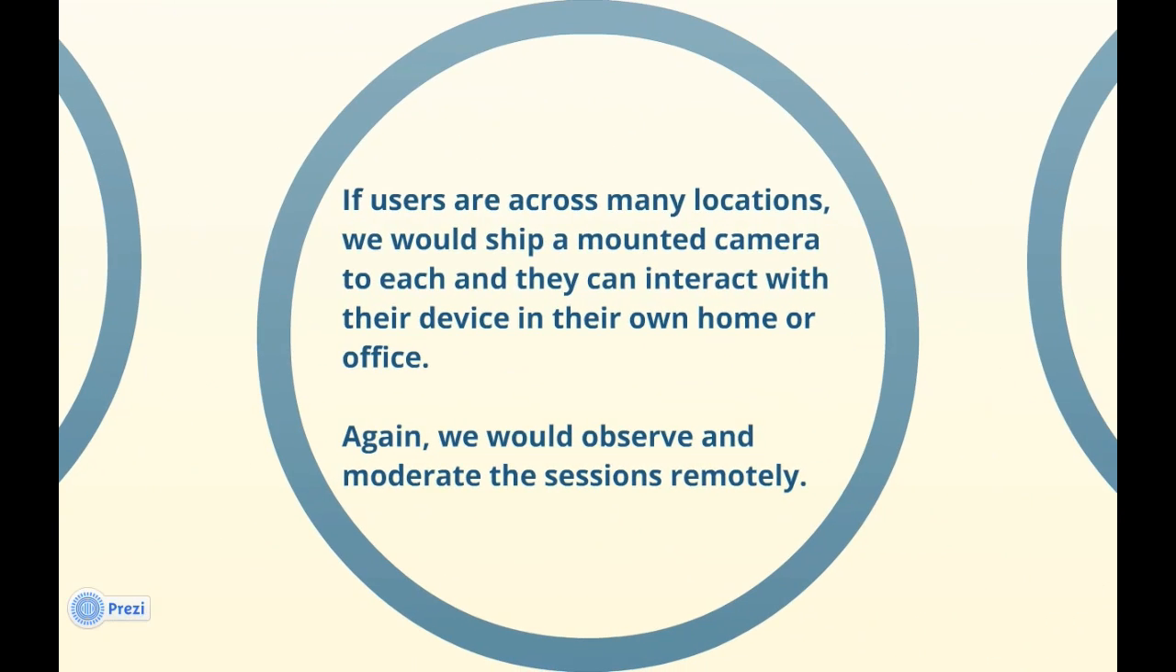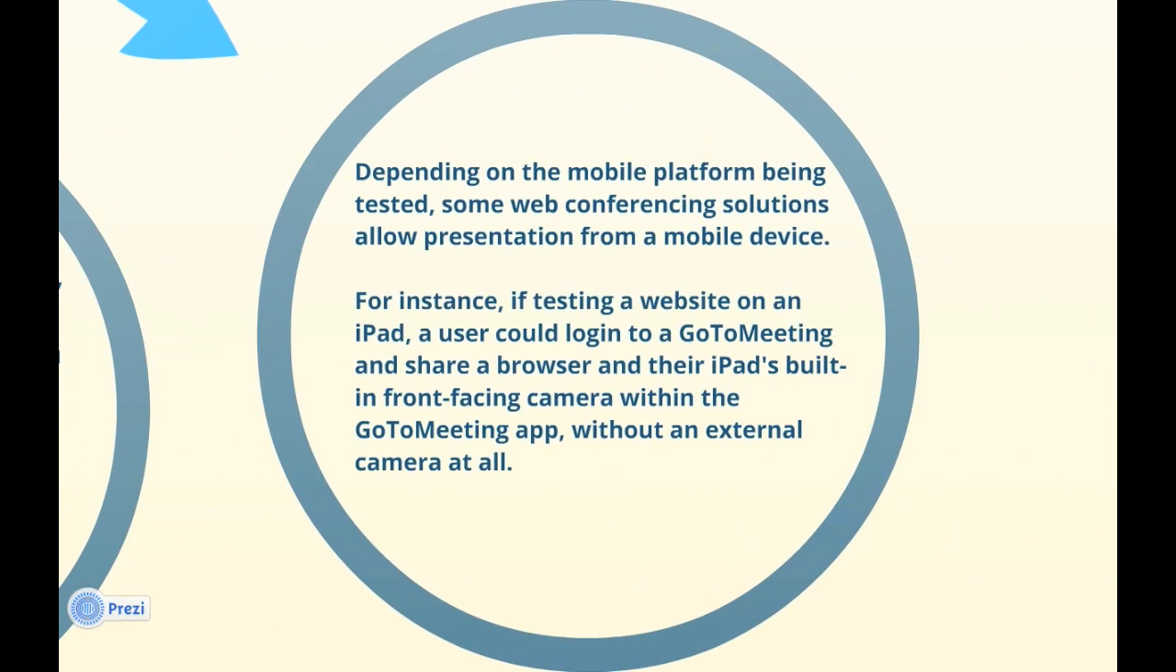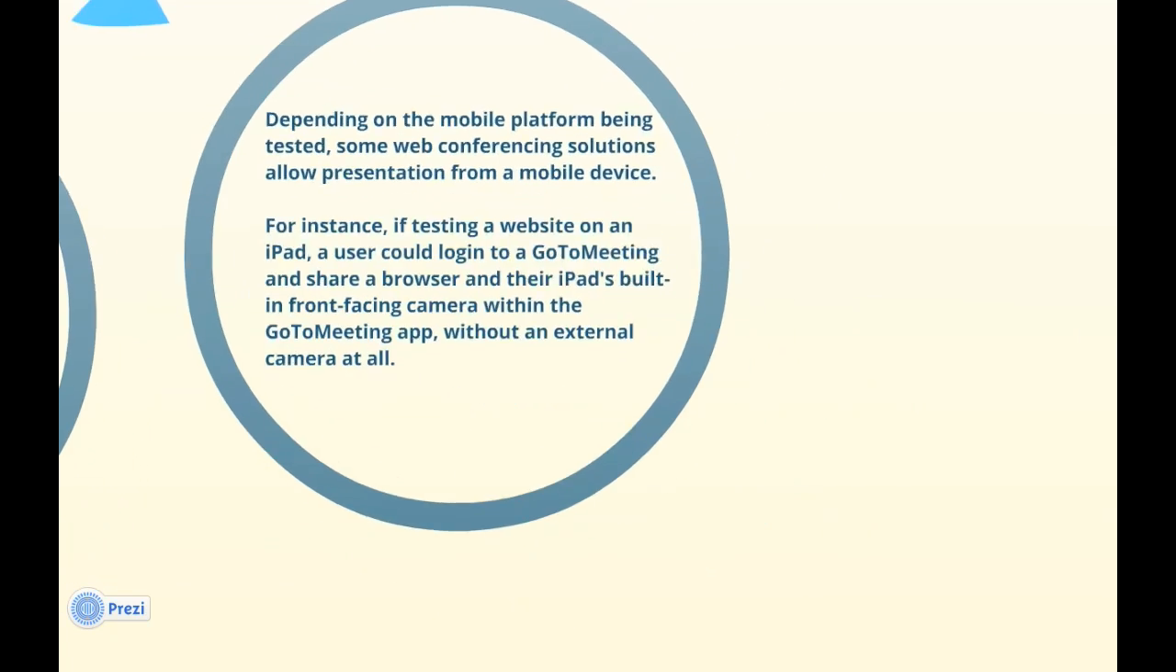If users are across many locations, we would ship a mounted camera to each and they can interact with their device in their own home or office. Again, we would observe and moderate the sessions remotely. However, depending on the mobile platform being tested, some web conferencing solutions allow presentation from a mobile device. For instance, if testing a website on an iPad, a user could log into a GoToMeeting and share a browser and their iPad's built-in front-facing camera within the GoToMeeting app without an external camera at all.